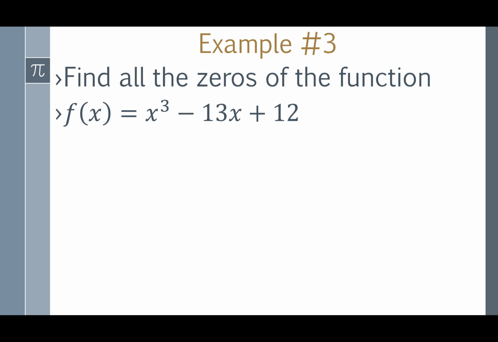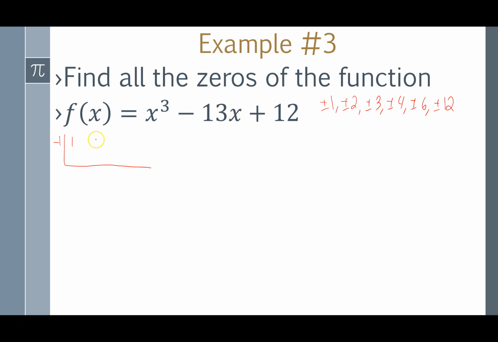So for the first one, I'm going to go through the process kind of methodically, starting with our ones and working our way up from there until I get to one that doesn't work. So the possible zeros here, since the leading coefficient's a 1, will just be the factors of 12. So 1, 2, 3, 4, 6, and 12. So I'm going to start with a negative 1.